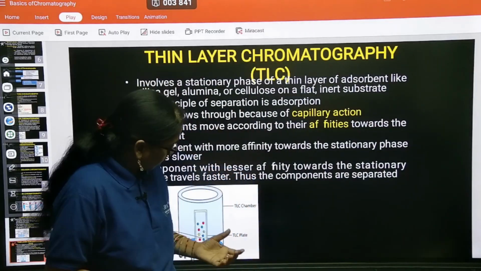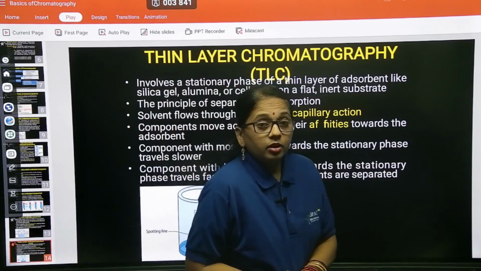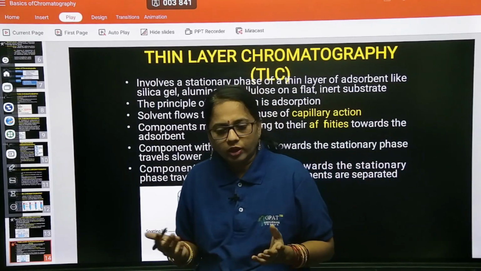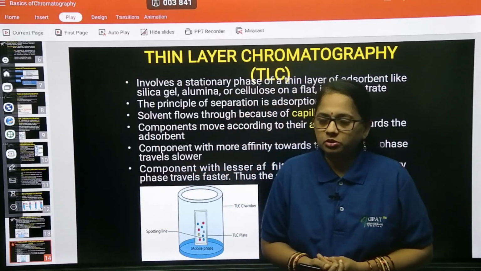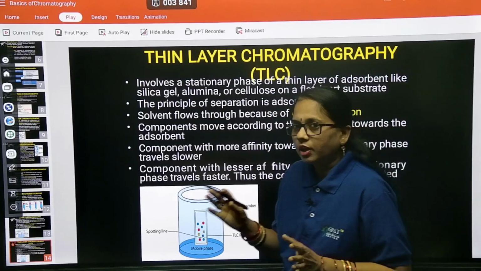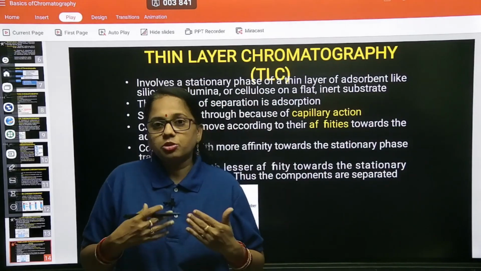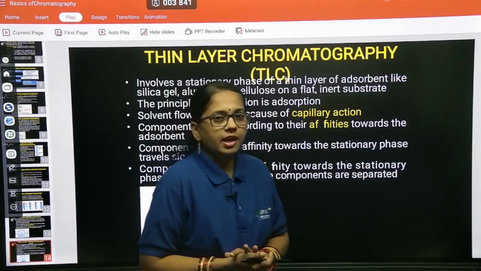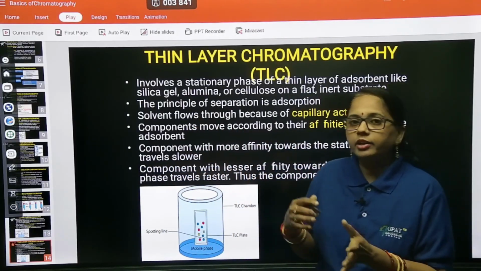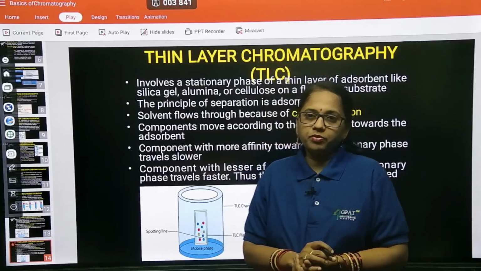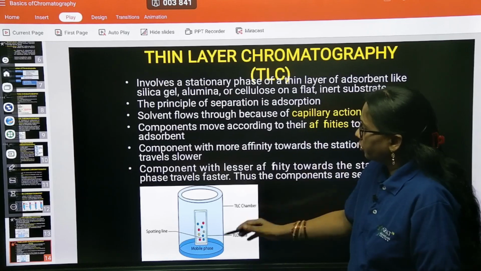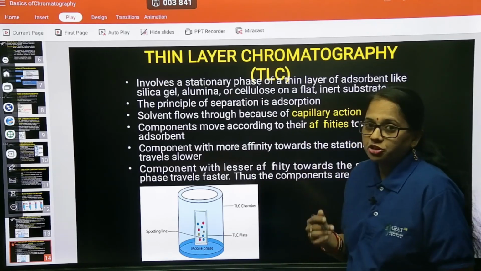After the development of the chromatogram, we take out the TLC plates from the chamber, then we calculate the RF factors. What is RF factor? It means retardation factor: distance travelled by solute divided by distance travelled by the solvent. Based on the RF values we assume which spots are alkaloids or which are amino acids, and we identify them, and confirm by using some spraying reagents also.